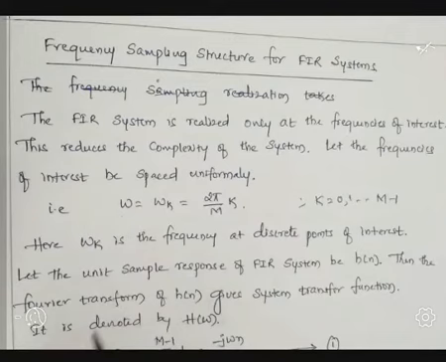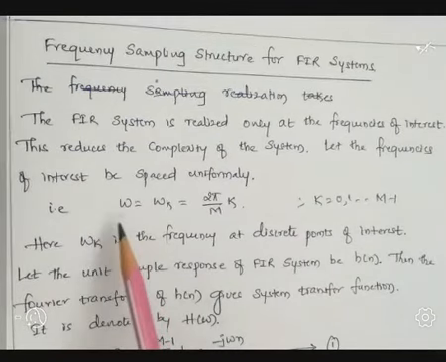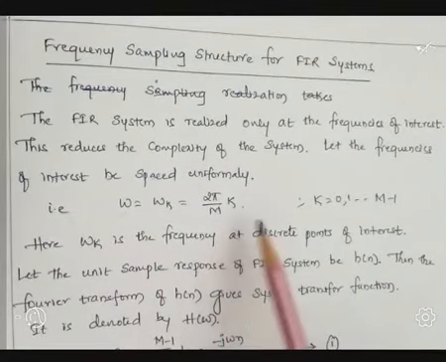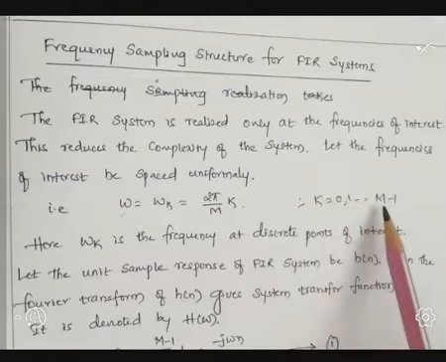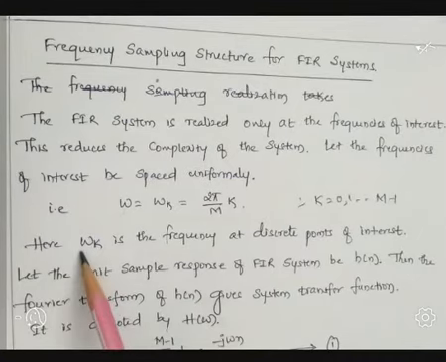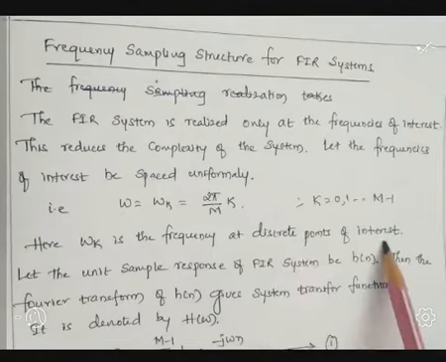Let us assume that omega indicates the frequency component that is sampled by m samples, where k is the interval. The value of k varies from k equal to 0, 1, 2, 3 up to m minus 1. So omega is the frequency at discrete points of interest.